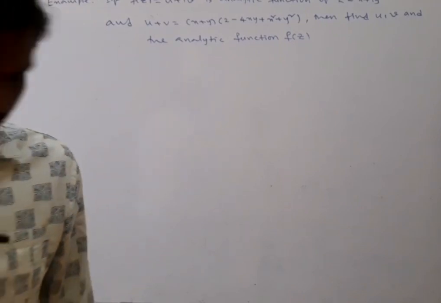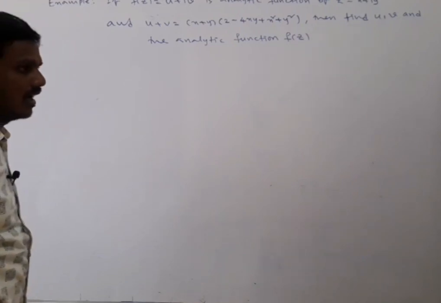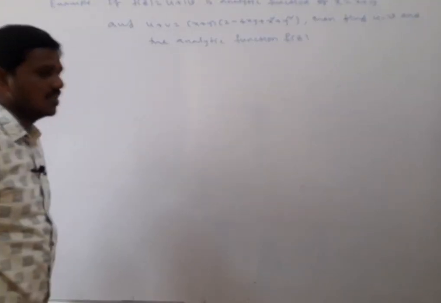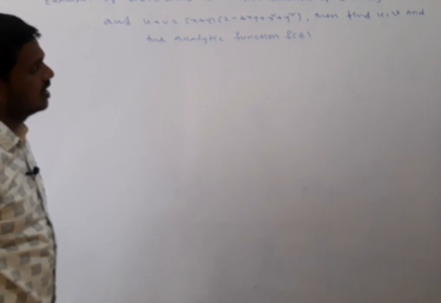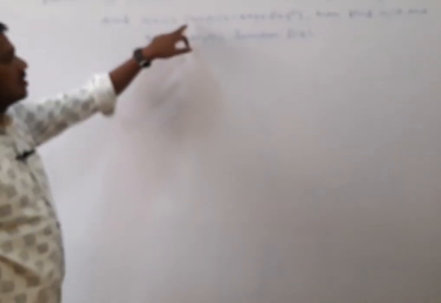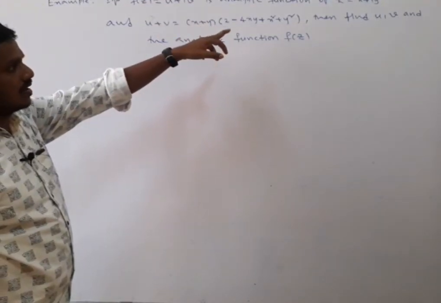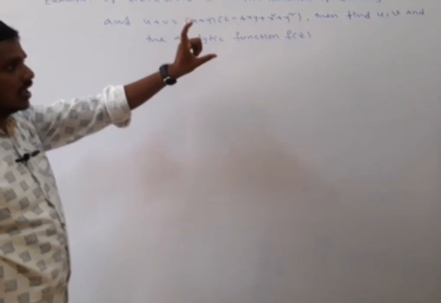Right, next coming to the problem. If f(z) = u + iv is analytic, it is clearly given that it is analytic. Analytic means it follows the CR equations. The function is analytic, it follows the CR equations, where z = x + iy, and u + v is given. u + v = (x + y)(2 - 4xy + x² + y²). Then we need to find u and v.